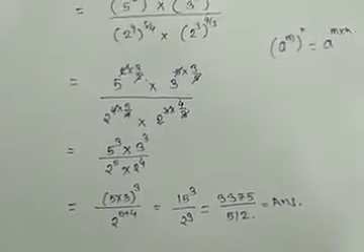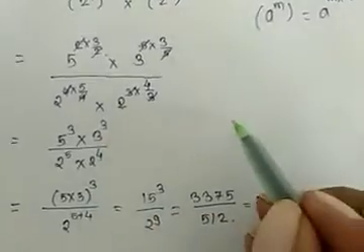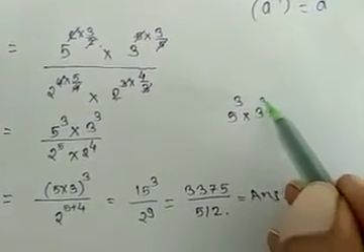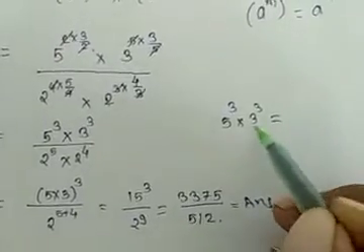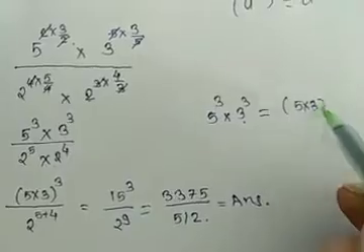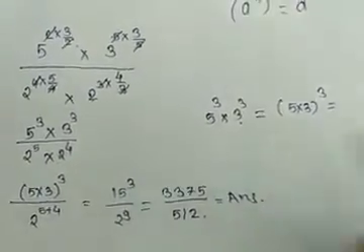In this step, 5 raised to 3 into 3 raised to 3, we can write it as, here the power is the same, so we can write 5 into 3 in bracket and bracket cube, so it will give the next step.